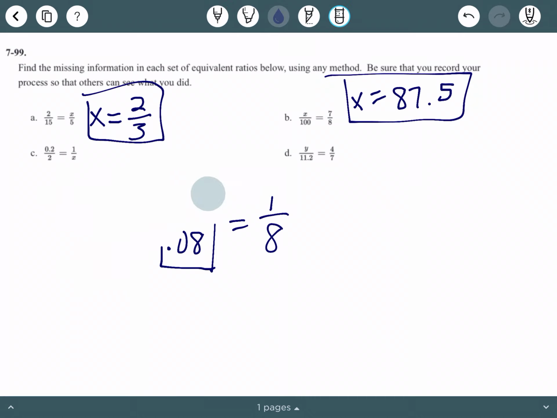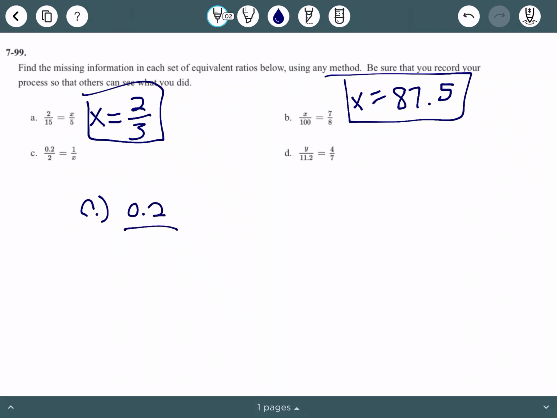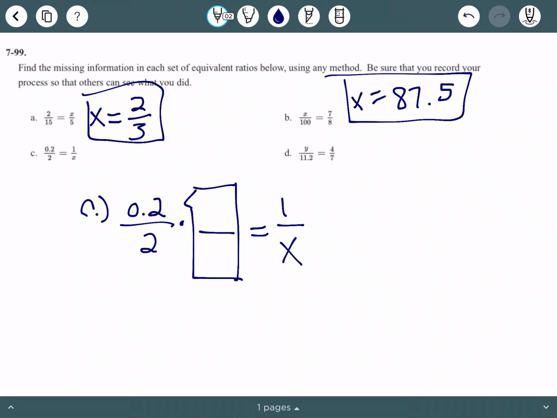Okay, moving on to C. We have 0.2 or 2/10. Make that 2 a little bit nicer here. So 2/10 over 2 equals 1 over x. Going to use a giant 1 again. So that's equal to 1 over x. So I want to know, what can I multiply 0.2 by to get 1?